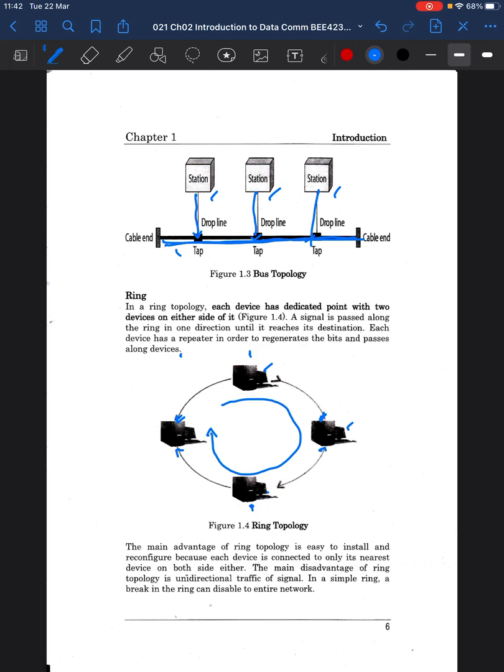So if anything happens to the cable anywhere in the ring, the entire system will collapse. That is the disadvantage. So you have to remember the advantage and disadvantage of each topology.